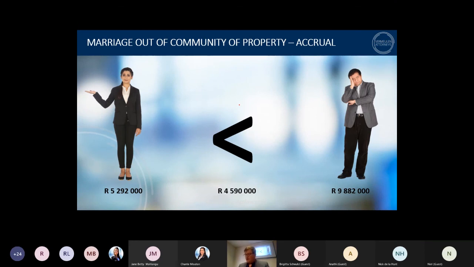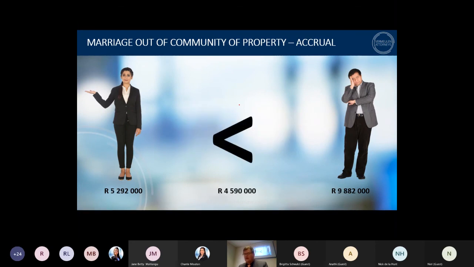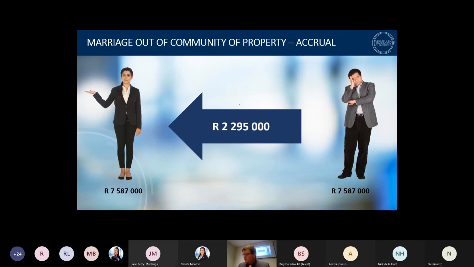Therefore, there is a difference of 4.5 million between them, which means that John must pay Jane just over 2 million so that they walk out on equal footing, in other words, so that they share equally in the financial growth in the marriage. Remember, I think I've said it about 1,700 times in this meeting, an accrual is a deferred sharing of growth, and specifically financial growth.